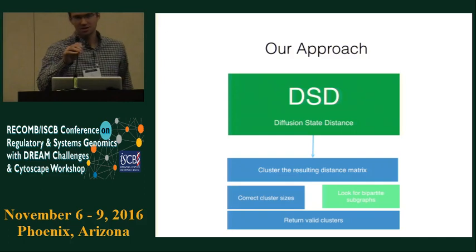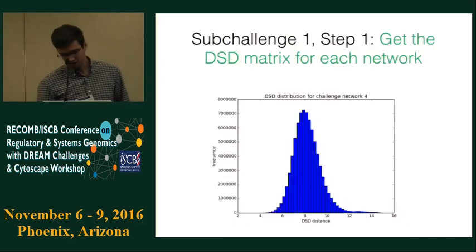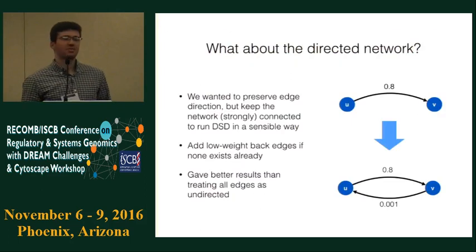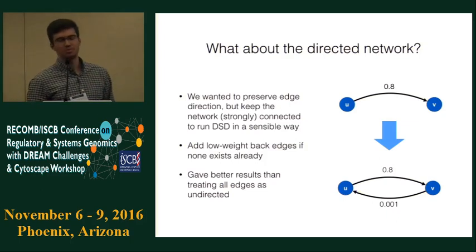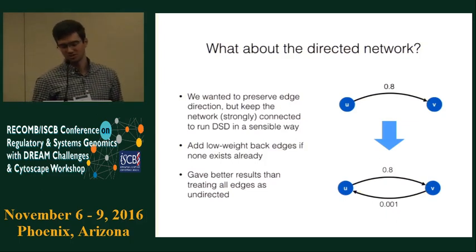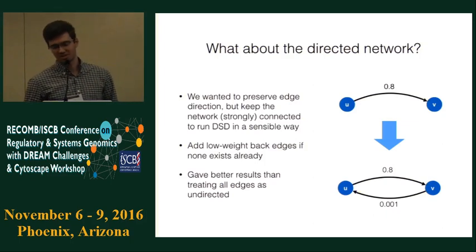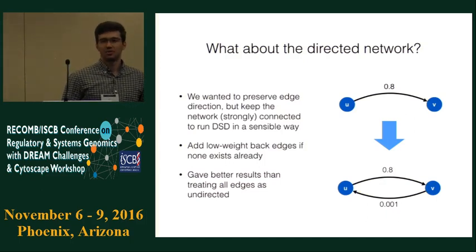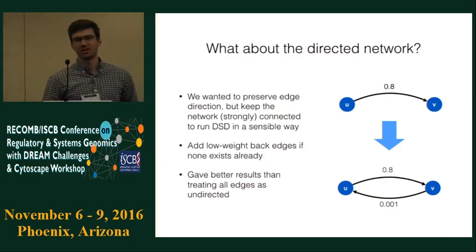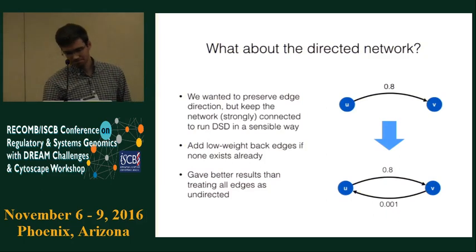Hi. So I just want to talk a bit about how we implemented this and some of the choices that we made along the way. So the first thing we had to think about was there's this signaling network that has directions. And we wanted to find a way to preserve the directions of the edges, like the information in those. But we also needed to keep the network connected so we could run DSD in a way that actually makes sense. So what we did was we added low-weight back edges where there didn't exist a back edge already. And we compared that to a method where we just treated all the edges as undirected, and it actually gave us better results on the leaderboard rounds. So we stuck with that.